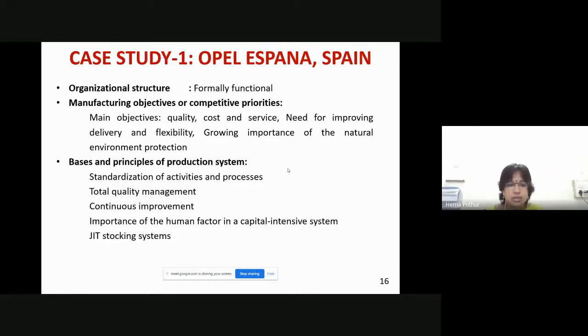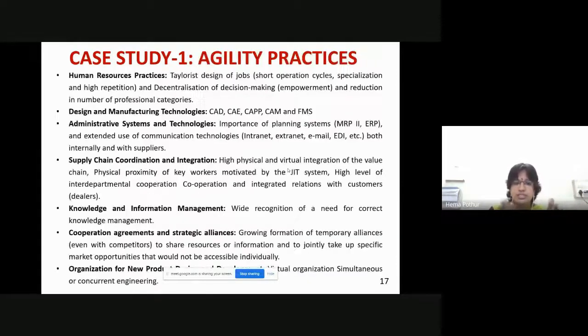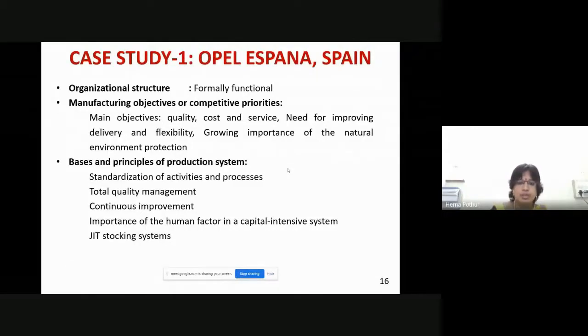Then basis and principles of this particular production is standardization of activities and processes. Even the agile should have some standard processes and activities in that, and they have incorporated the total quality management and continuous improvement in the system and the importance of human capital intensive stocking systems. All these bases and principles of these particular fellows will focus only on lean but not on agile. They have made a shift to that particular agile so that keeping these principles into that will furthermore have an increase in that particular agile manufacturing.